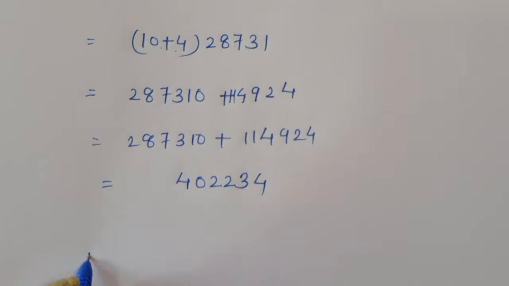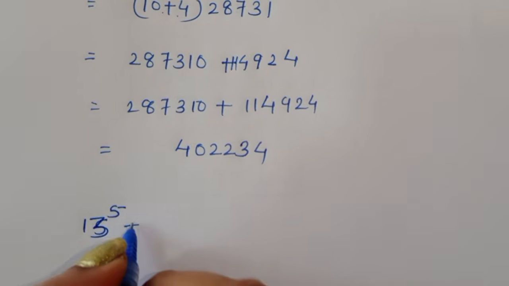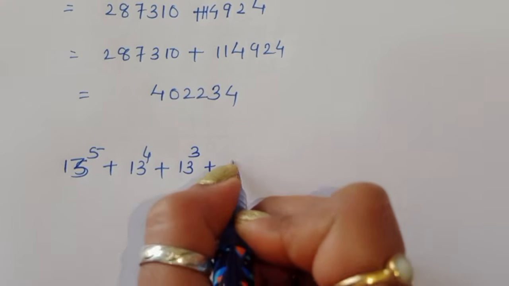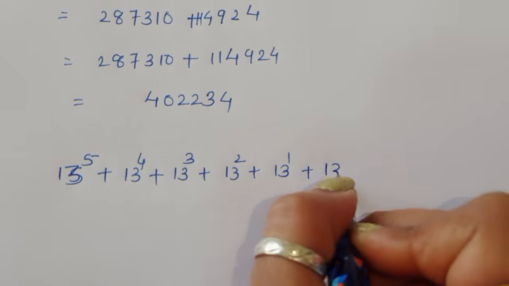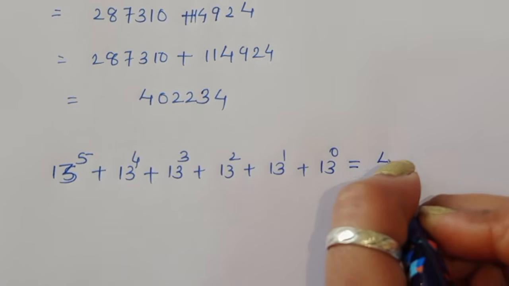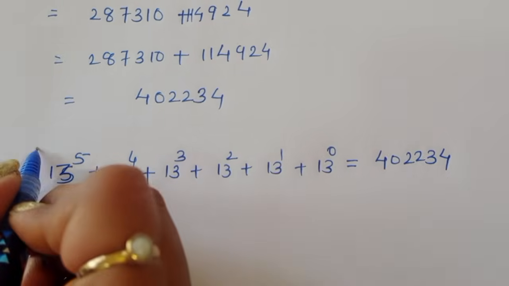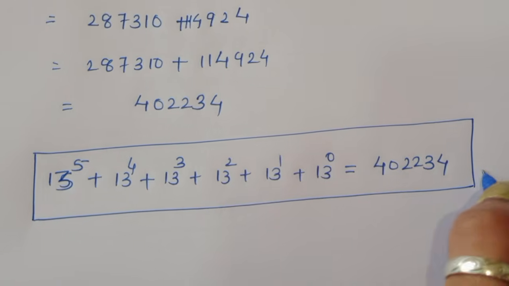So 13^5 plus 13^4 plus 13^3 plus 13^2 plus 13^1 plus 13^0 is equal to 402,234, and this is the solution. Thank you.